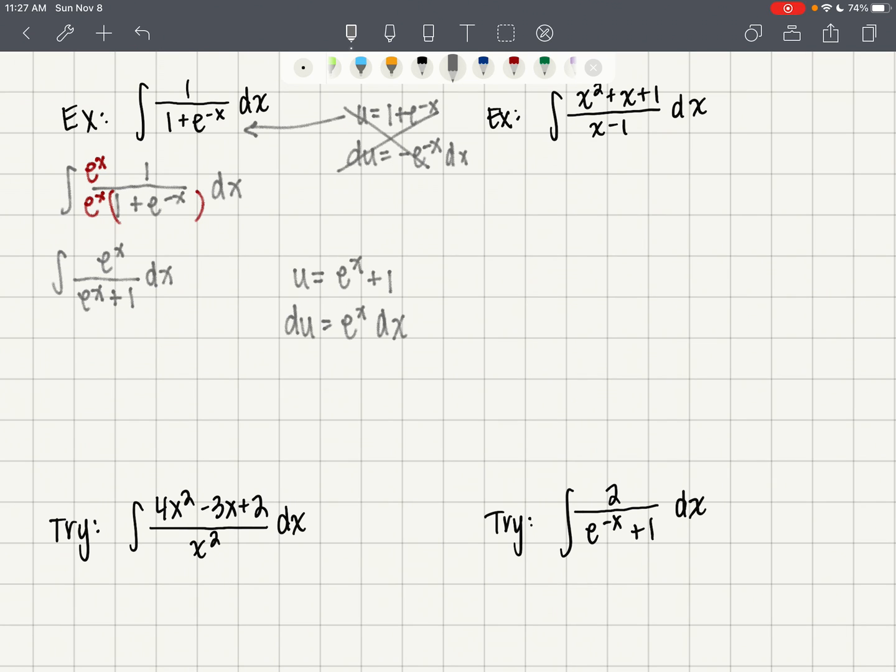This doesn't work. So we had to manipulate by multiplying by that e to the x over e to the x. And now what we have is the integral of 1 over u times du. So we have the natural log of e to the x plus 1. E to the x will never be a negative value, so we'll be able to use parentheses there. Natural log of e to the x plus 1 plus c.